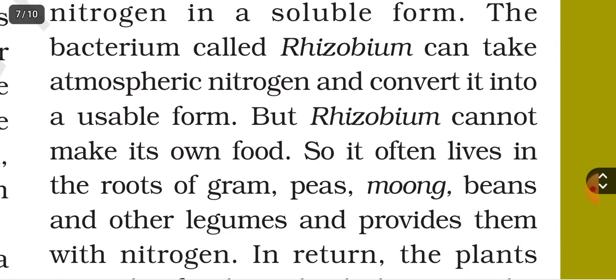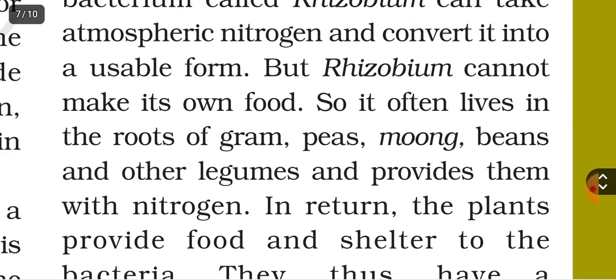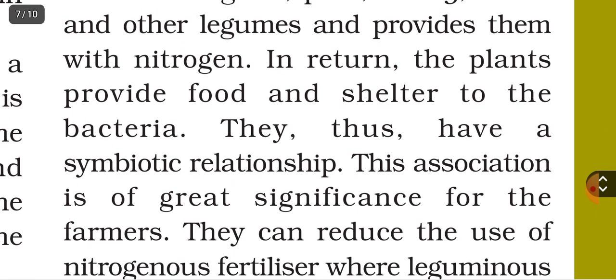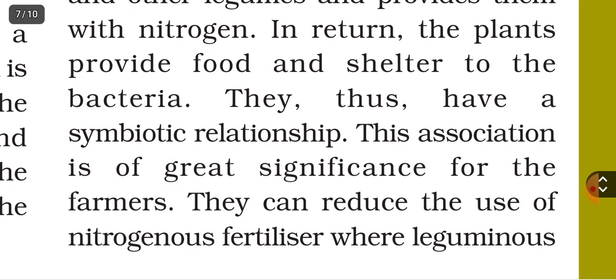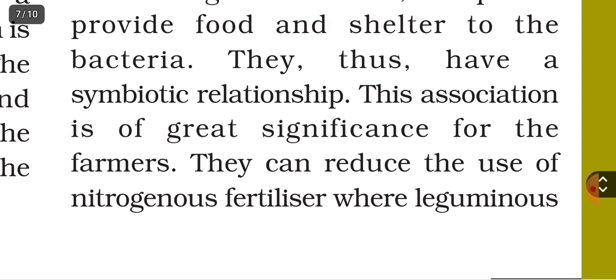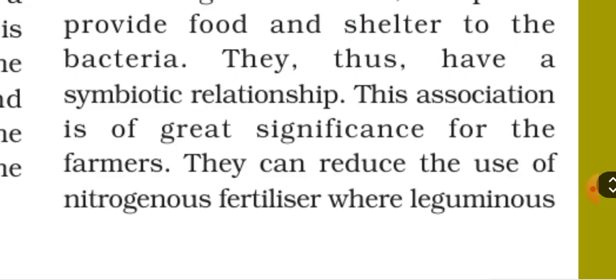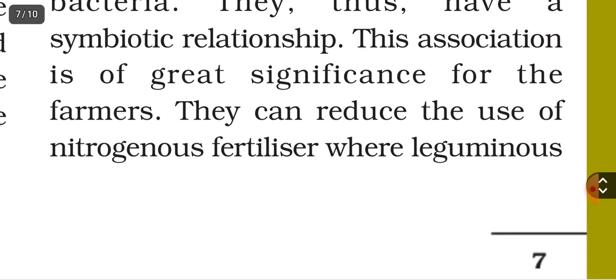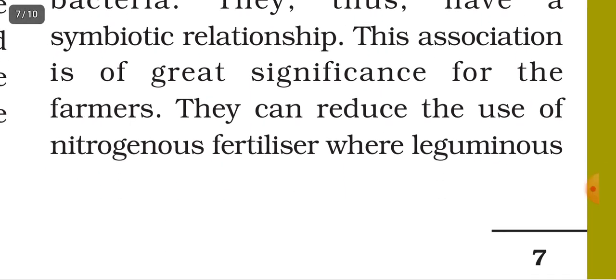The bacterium called Rhizobium can take atmospheric nitrogen and convert it into a usable form, but Rhizobium cannot make its own food. So it often lives in the roots of gram, peas, moong, beans, and other legumes and provides them with nitrogen. In return, the plants provide food and shelter to the bacteria. They thus have a symbiotic relationship. This association is of great significance for the farmers.